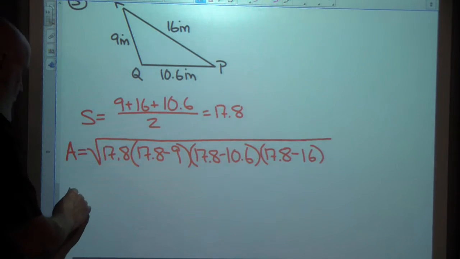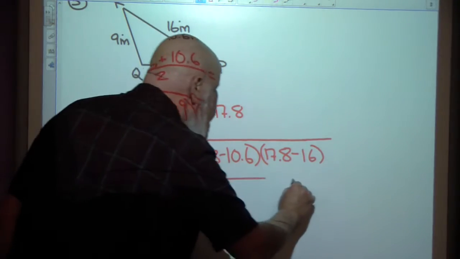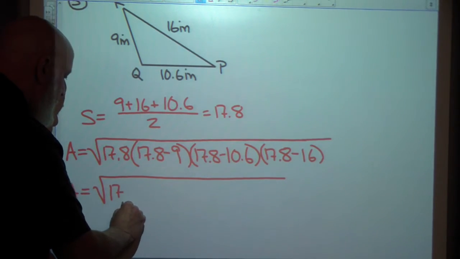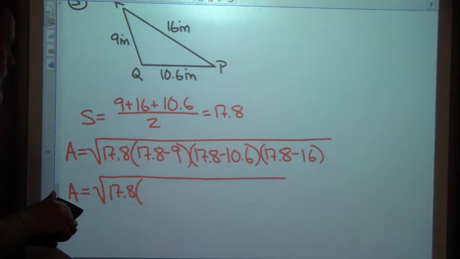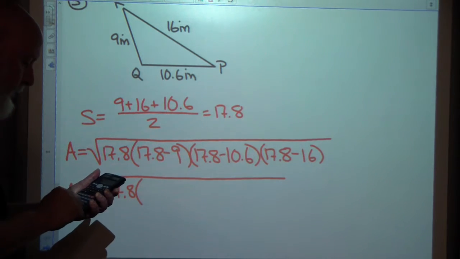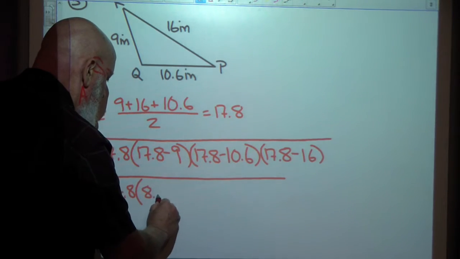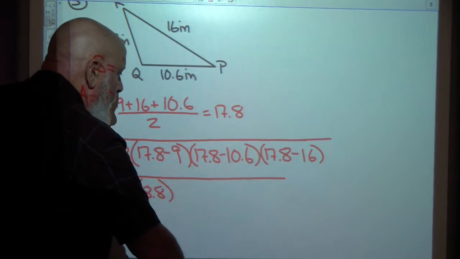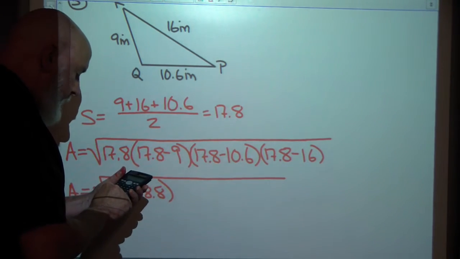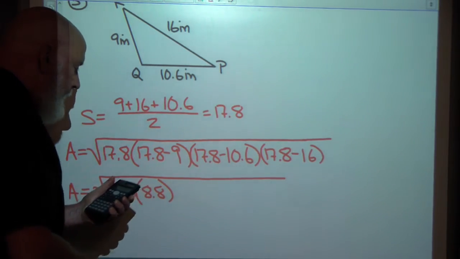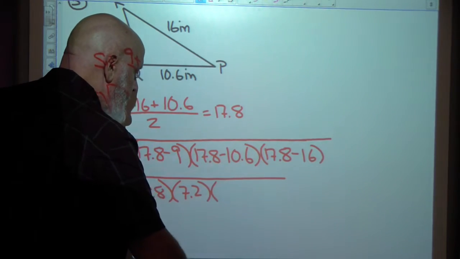And I'm going to try to get that in my calculator. I think I'm going to simplify this a little bit for myself. I'll call this 17.8 times, I'll perform this operation. And I could do that in my head, but I don't trust my head anymore. 8.8. 17.8 times 10.6, minus 10.6 rather. See, I don't trust my head. 7.2, providing I haven't made an arithmetic mistake or typed in the wrong number.